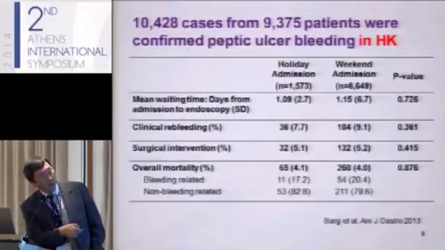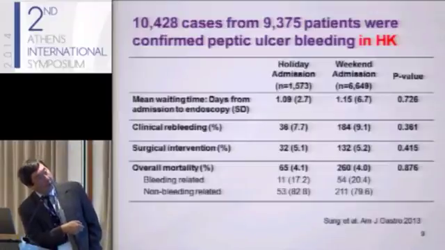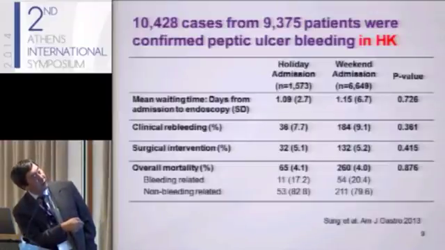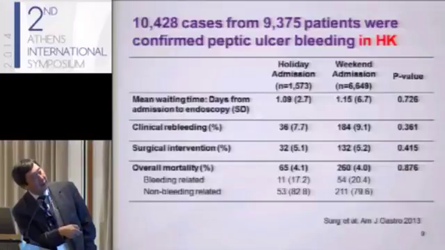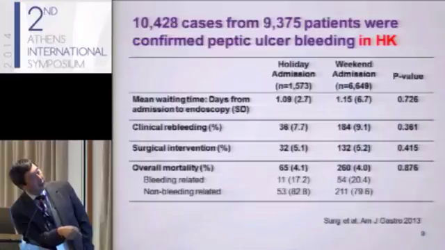Now, when we look at this data, we go back to our registry of upper GI bleeding with over 10,000 cases, of which 9,375 were confirmed to have bleeding from peptic ulcer disease in Hong Kong. And we divide them into holiday admission or weekend admission into these two. Okay, so if they come in on the holiday or weekend, this should be weekday. This is holiday. This is not weekend.